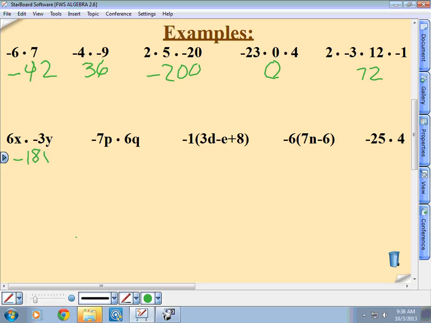Times x and y. X and y. Sorry. Close enough. It's an x. Do you see that? You don't know what the x and y are, so you just got to leave the x and y. But it's negative 18xy. All right. Felix. Negative 7p times 6q. Negative 42pq. Good.